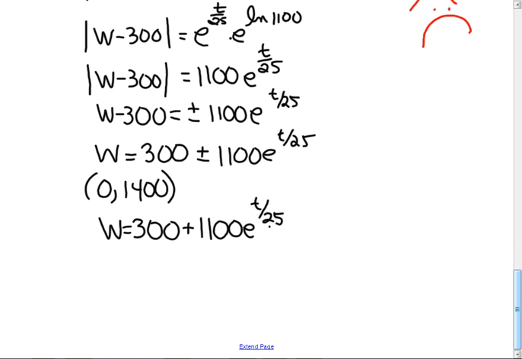That's worth 5 points. All of that was worth a point. So you see what I'm saying? If you get to the end and you're running short of time, don't bother solving for w.